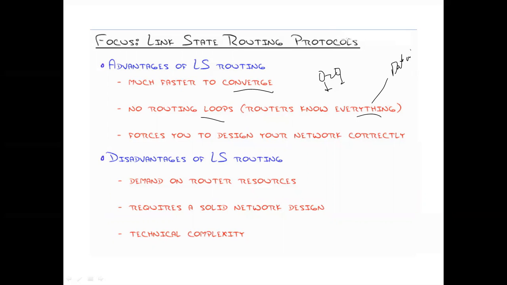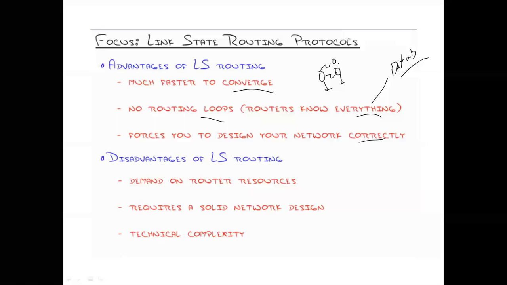So we will see that if you put show ip ospf database, you will see the router makes a database, and it forces you to design your network correctly. So in a link state protocol, the design should be very correct. Okay, and disadvantage. There are some disadvantages of link state.